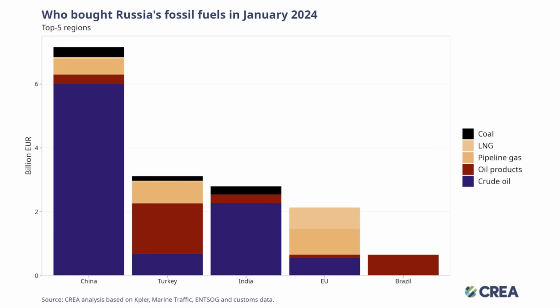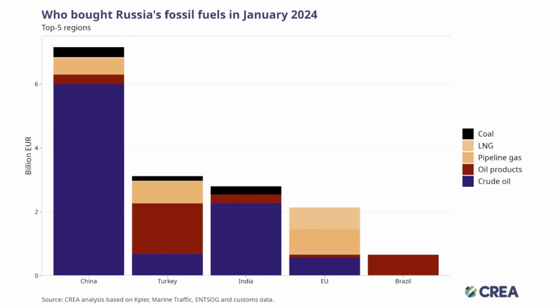The scale on the left-hand side of this chart is shown in billions of euros, and the colour coding here relates to different fossil fuels that Russia is exporting. The blue section relates to crude oil, so oil in its natural form. The red section, oil products, which are basically refined oil products such as gasoline, diesel and kerosene.